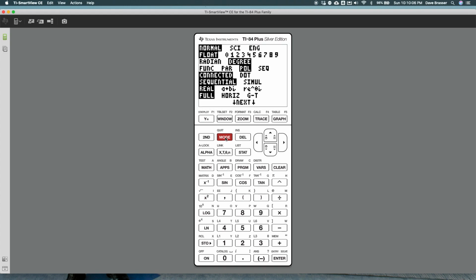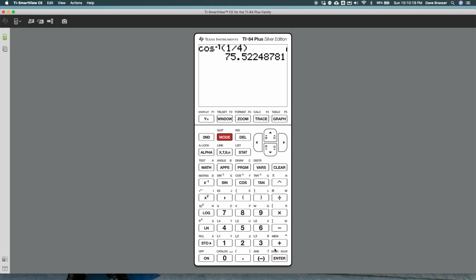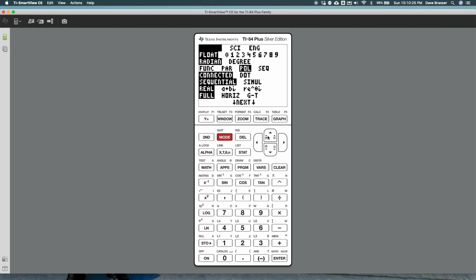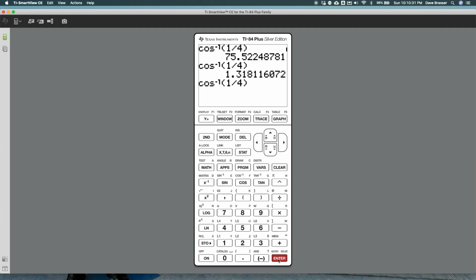So make sure when you're doing problems like this, you go to mode. You make sure that the third option has degree selected. It's got the dark background and light letters. Mine already did. So let me show you what it would look like if you had it in radian mode. You would have accidentally got 1.3. That doesn't make much sense. 1.3 degrees, not very big. So we're looking for degree mode.